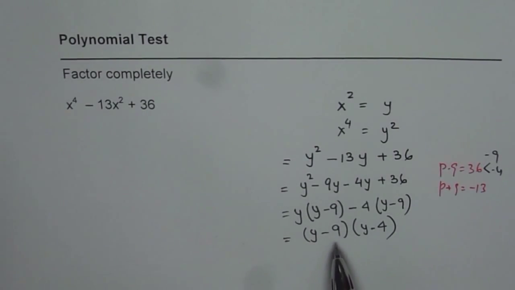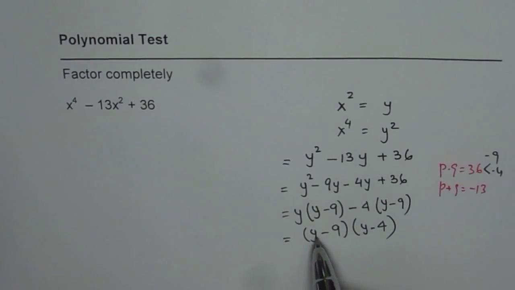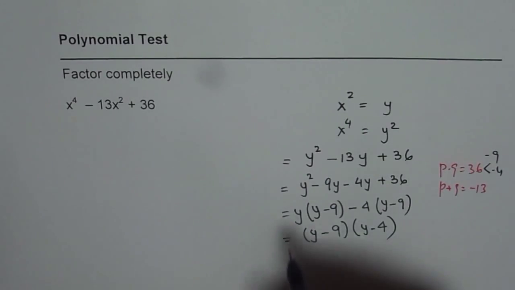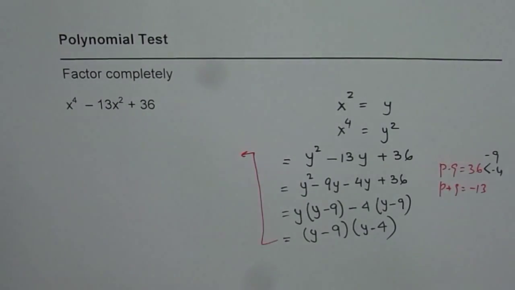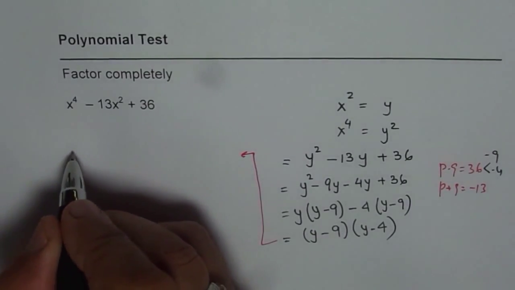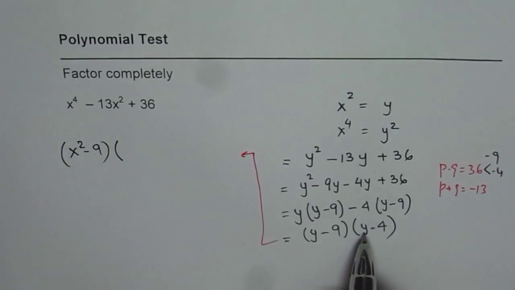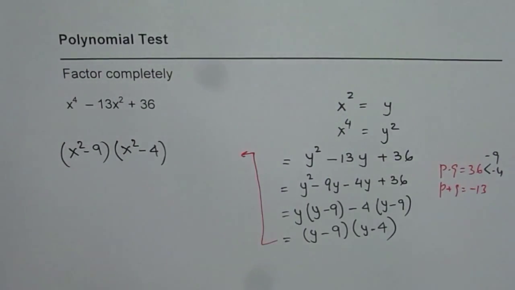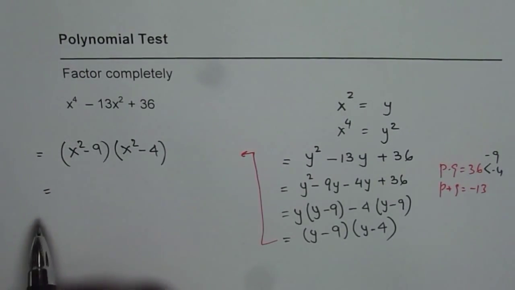But see, we wanted what? We wanted in terms of x. And what is y equals to? Y is actually equals to x squared. So we'll get back to our question, right? And then continue. See, we'll substitute y as x squared. Then what do we get? We get x squared minus 9 times x squared minus 4. Correct?